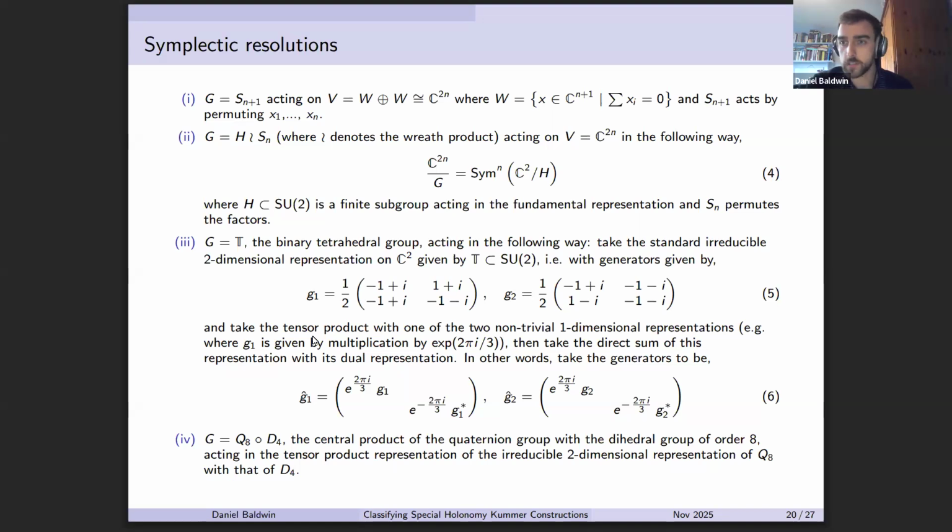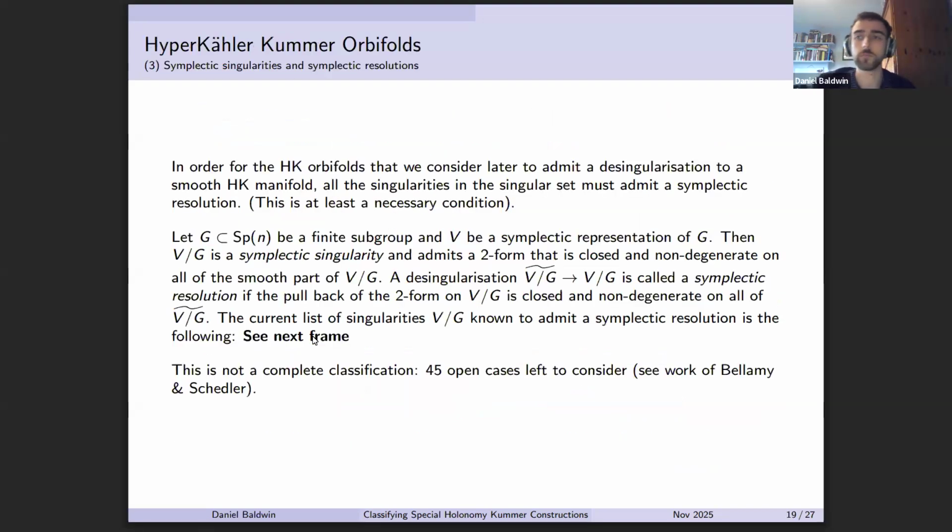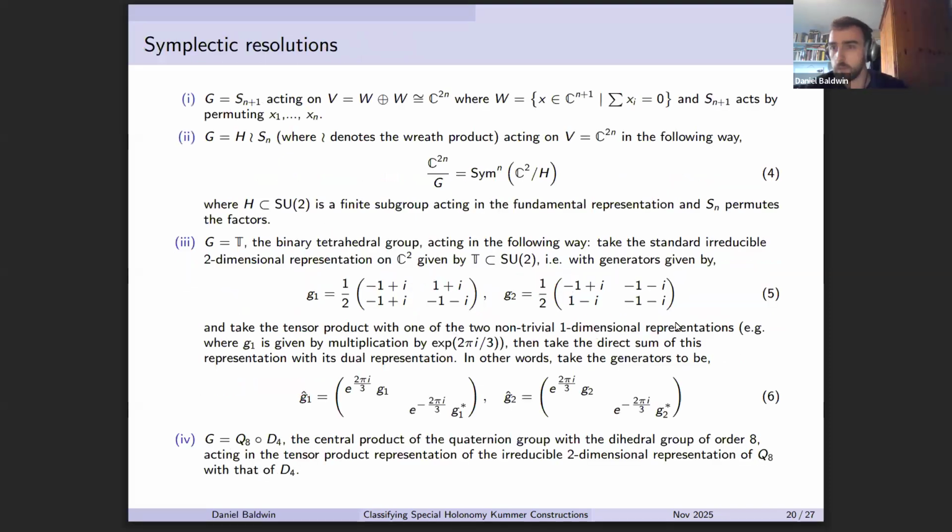So the list of possibilities is very small. I'll just say that this isn't a complete classification of all singularities that admit symplectic resolutions. As far as I can tell, there's still 45 open cases left to consider. This work is due to several people, but more recently I've seen work of Bellamy and Schedler talking about this. They stated in one of their papers that they expect this list here to be complete, so they don't expect there to be other examples of singularities which admit symplectic resolutions.